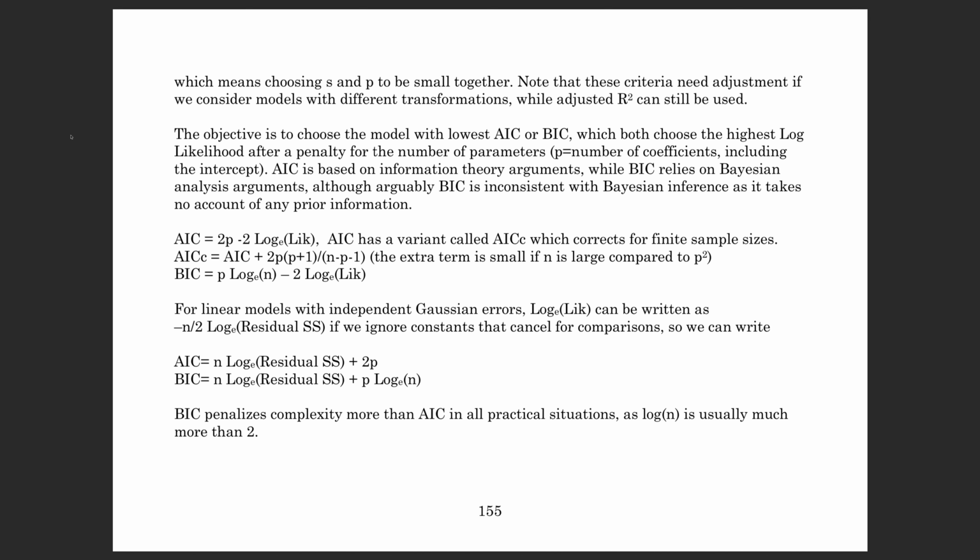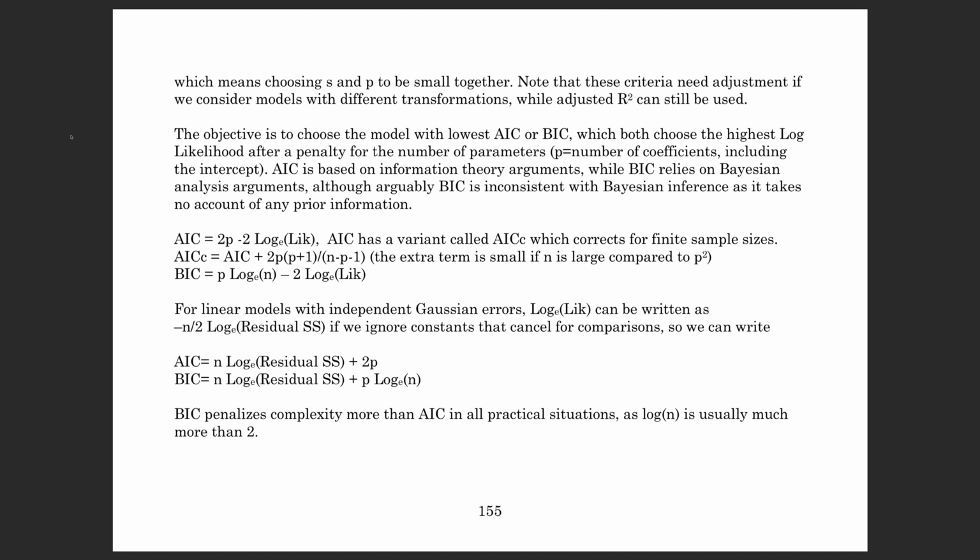Now the log likelihood is a bit complicated, but for specifically our situation here with linear models, with independent errors which follow a Gaussian or normal distribution, it turns out the log likelihood, if we ignore constants, can be written as minus n over 2 log to the base e of the residual sum of squares.